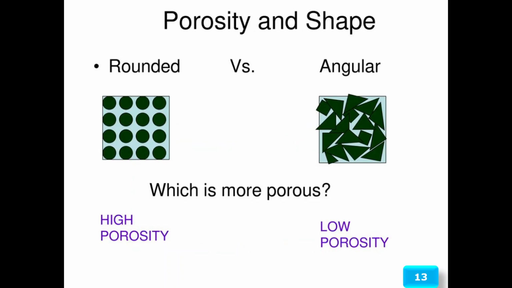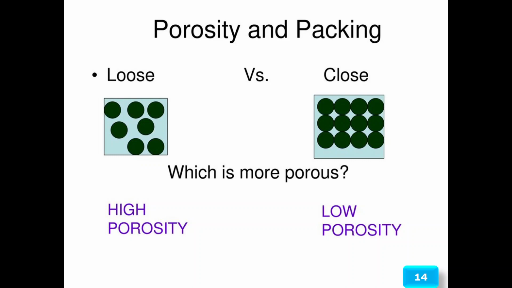Porosity and shape: rounded versus angular. Which is more porous? We can expect that rounded particles give high porosity, whereas with angular soil or rock particles we can expect only low porosity. So here one is high porosity and here we can expect low porosity. That means the air is distributed unevenly, and we can expect that much gap as well.